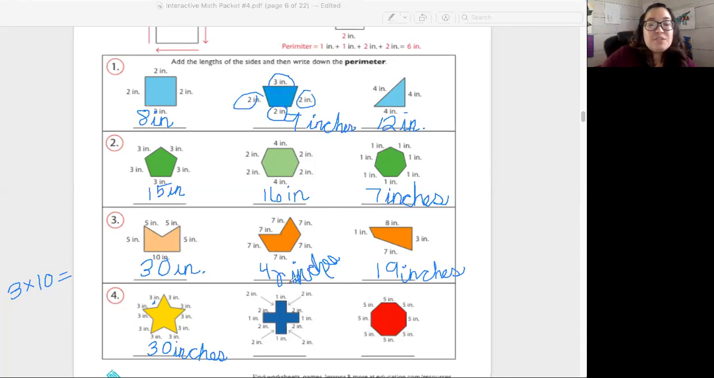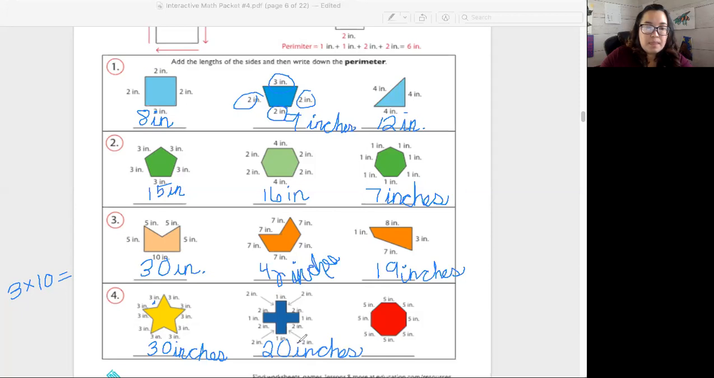All right, this one's a little bit more confusing, right? It has a lot of stuff going on. So what I did to make sure I didn't forget anything, I went through and I counted all my 2s first, and then I counted my 1s. So I went 2, 4, 6, 8, 10, 12, 14, 16, then counted all my 1s, 17, 18, 19, 20. So my answer is what? 20. So I write 20 inches.